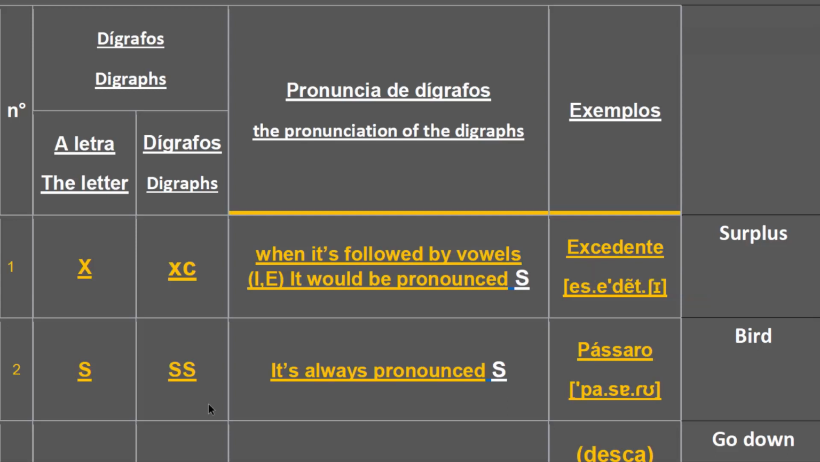Letter S, with the digraph SS. This digraph is always pronounced S. The example that we have here is the word bird, which means "pássaro". As you see here in the word, the digraph SS is pronounced as S.